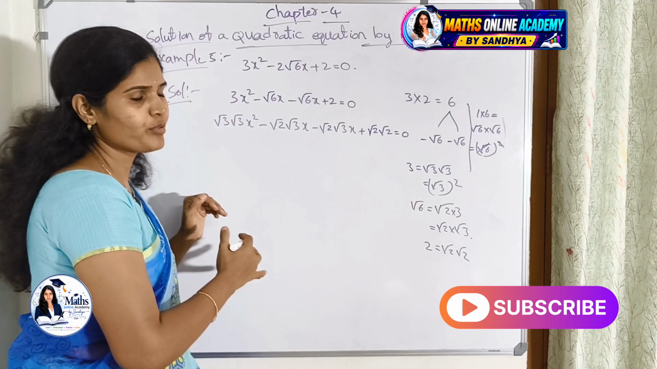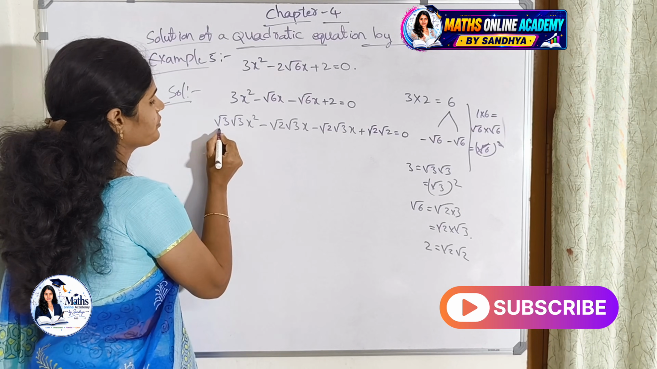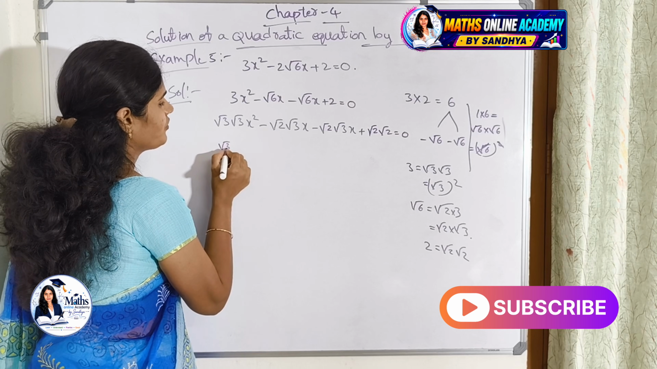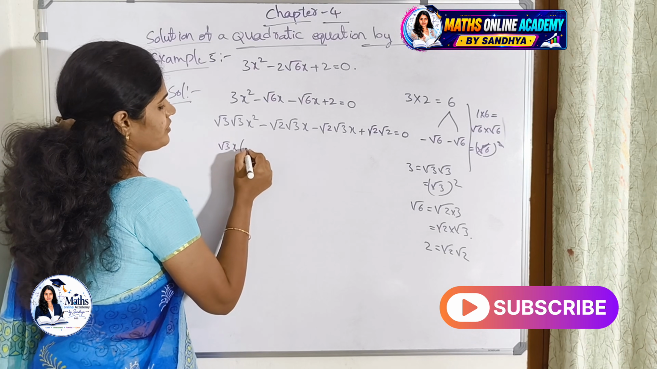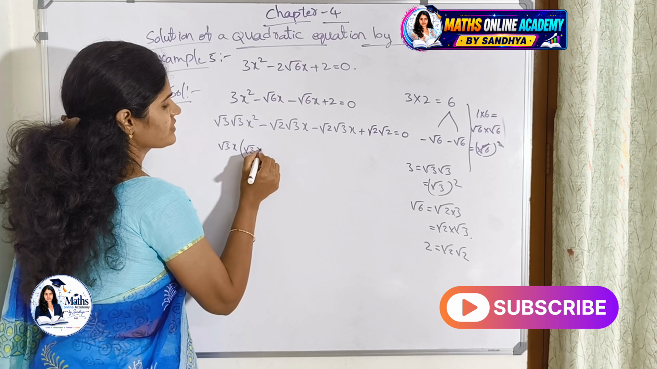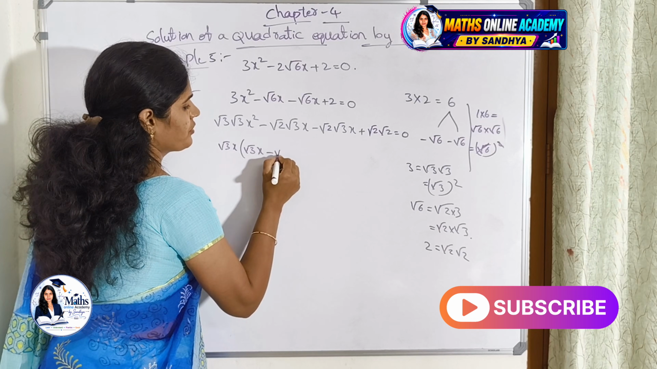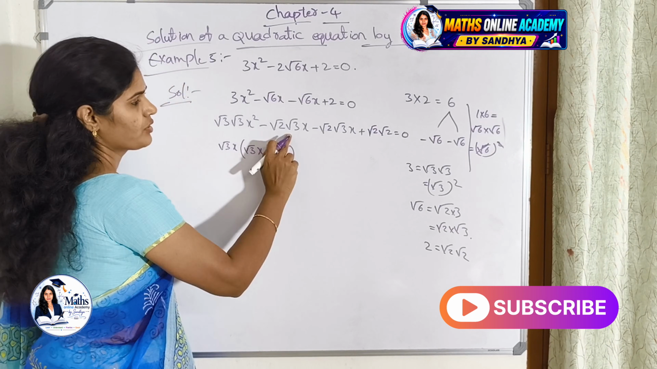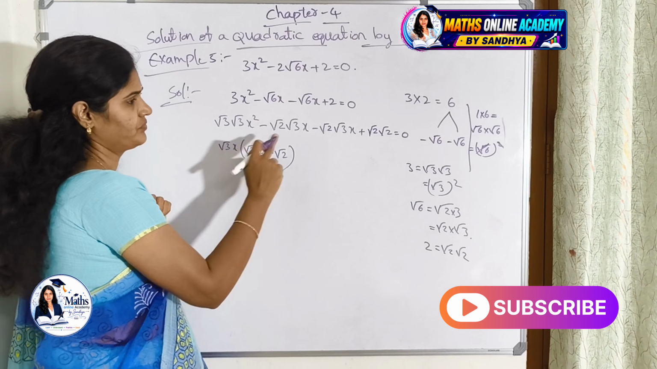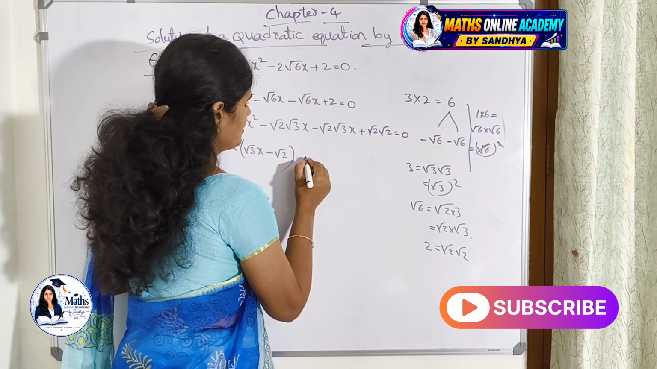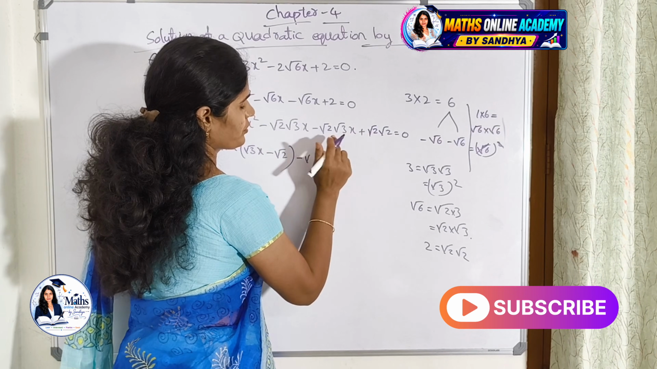If you want to take the common part, here you take root 3 as common, and one more is x. So the remaining is root 3x. Here the remaining is root 2. Yes, root 3x is common, and one more here is root 2.